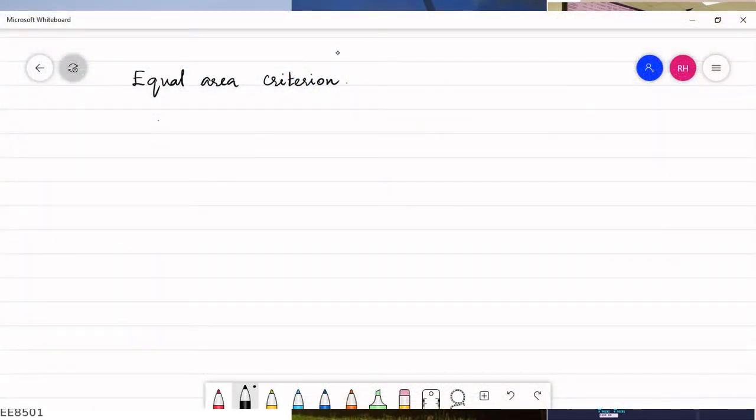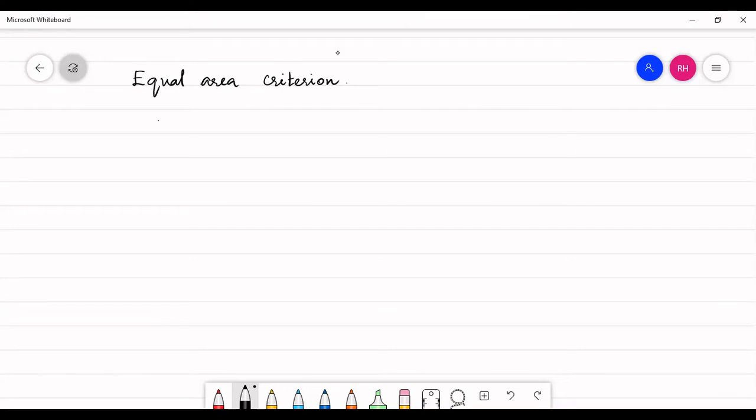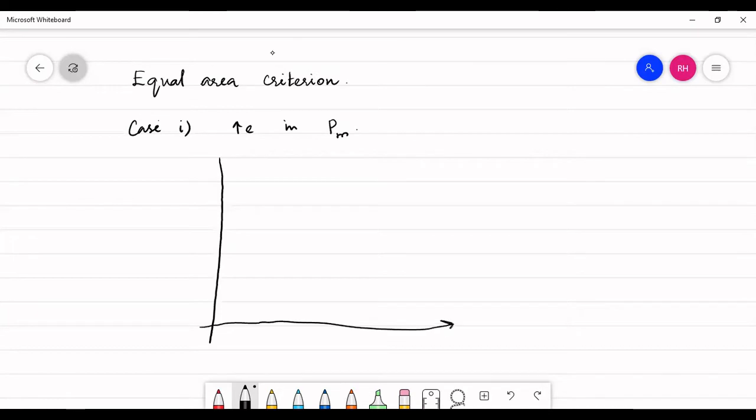Hello everyone. Let's discuss the application of equal area criterion in this session. So for the first case, let us consider that there is a sudden increase in the mechanical input Pm. So considering this fact, let us draw the P delta curve, which is also known as the power angle curve.